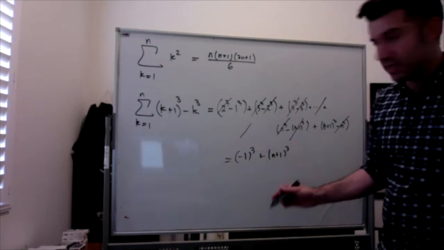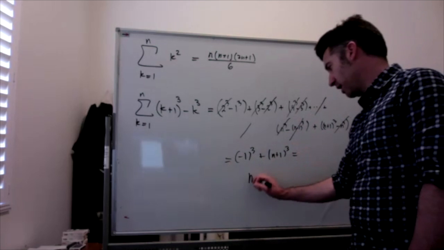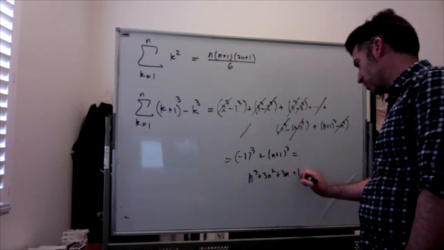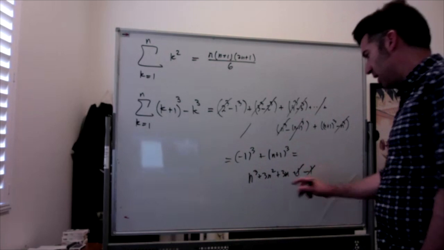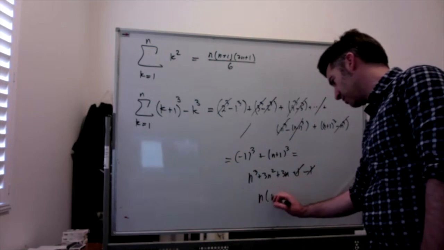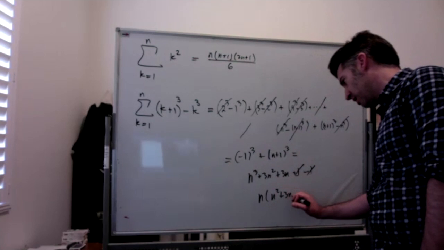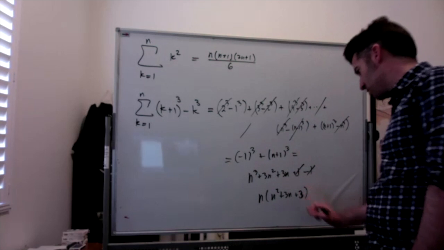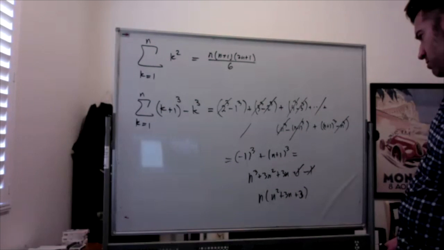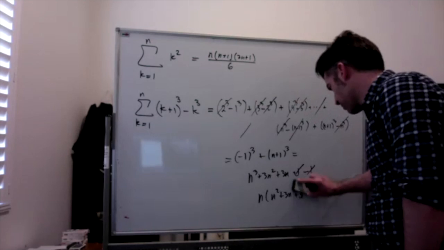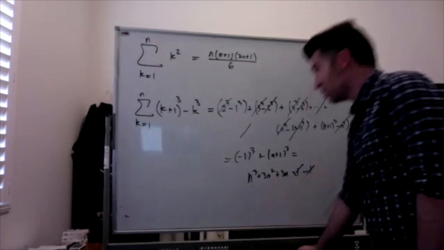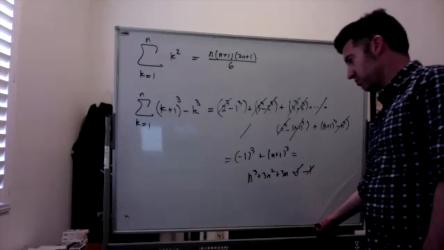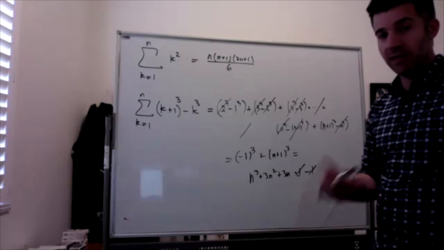Which if you multiply this out, it's equal to n cubed plus 3n squared plus 3n plus 1 minus 1. And if you factor out an n, you get n times n squared plus 3n plus 3. So that's one way of calculating this. The n cubed plus 3n squared plus 3n. Great. I'm going to calculate it a different way.